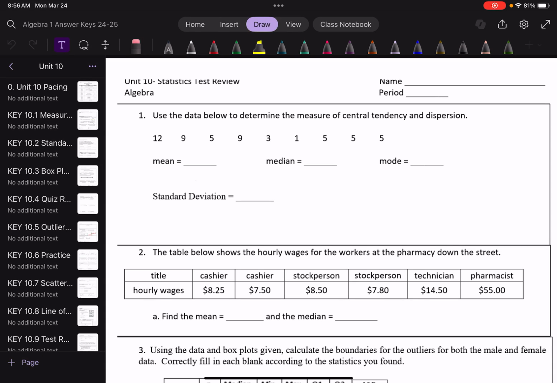Hey guys, it's Miss Adams, and we are looking at the Unit 10 test review. So Unit 10 is all about data. We're going to be using that data button in our calculator to look at some of these measures of central tendency, look at our 5-number summaries, all of that jazz.